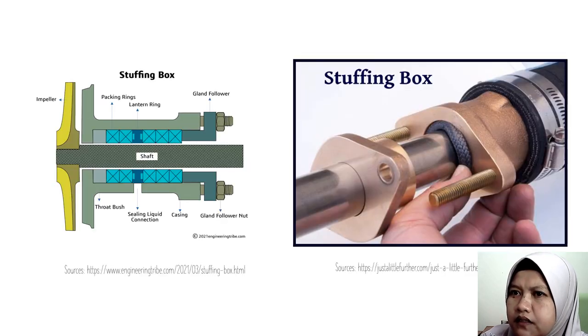And this is actually the stuffing box. So this is the impeller which we have connected in the vessel, and this is the stuffing box on top of the impeller here. So we have a packing ring, lantern ring, gland follower, and this is the shaft connected to the impeller, and this is the throat bush beside here, sealing liquid connection, casing, gland follower nut. So this is actually the real stuffing box, okay, connected to the shaft, just to ensure that it is fit to the fermenter.